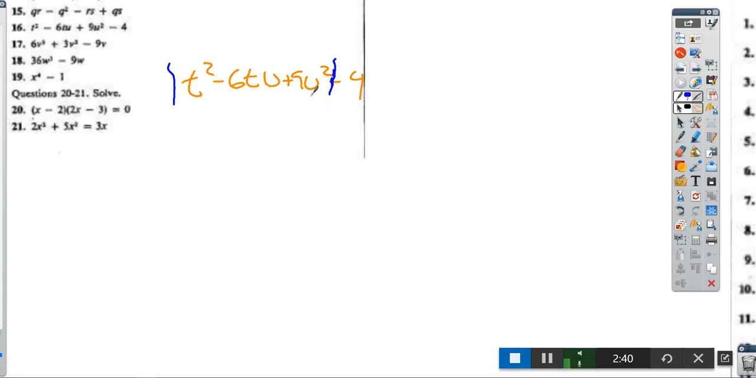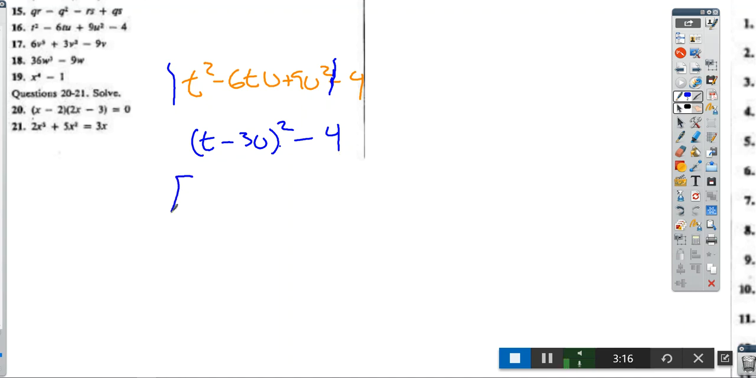So what times what is 9 that adds up to negative 6? Negative 3, right? So we can have t minus 3u times t minus 3u. That's the same thing. So really, we can just say t minus 3u squared minus 4. I have a square term here, and I have a square term there. That's great. That makes this a difference of squares.